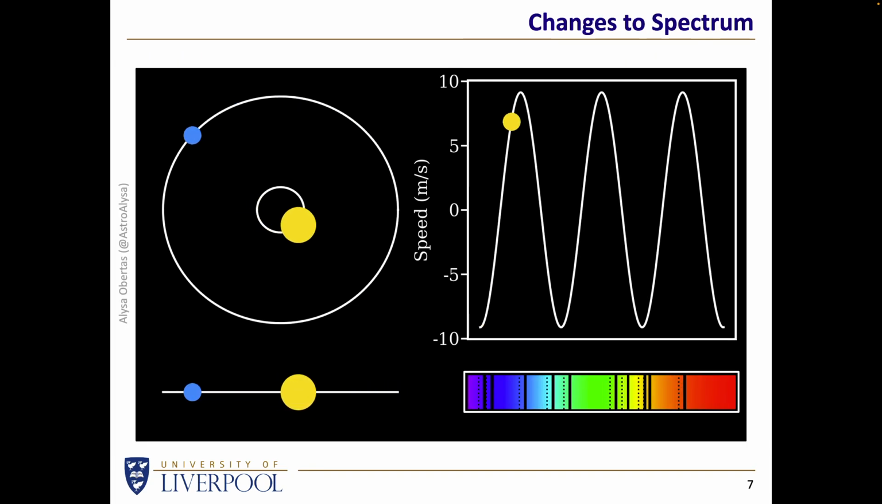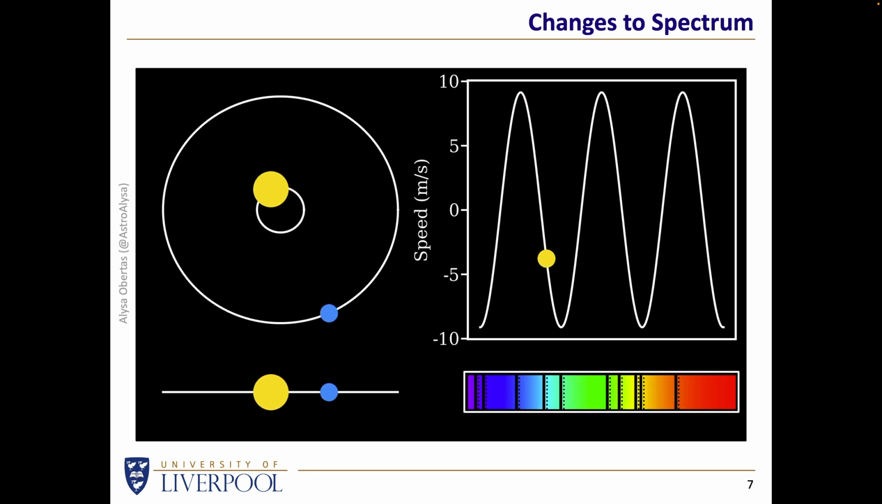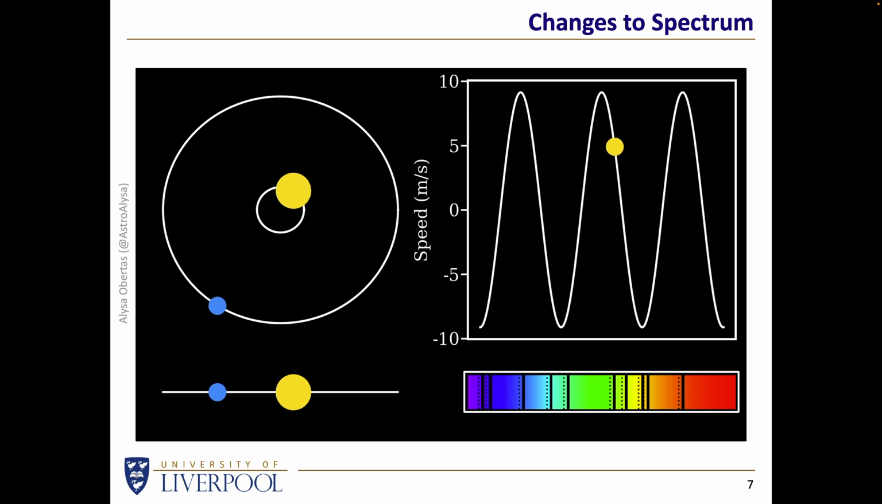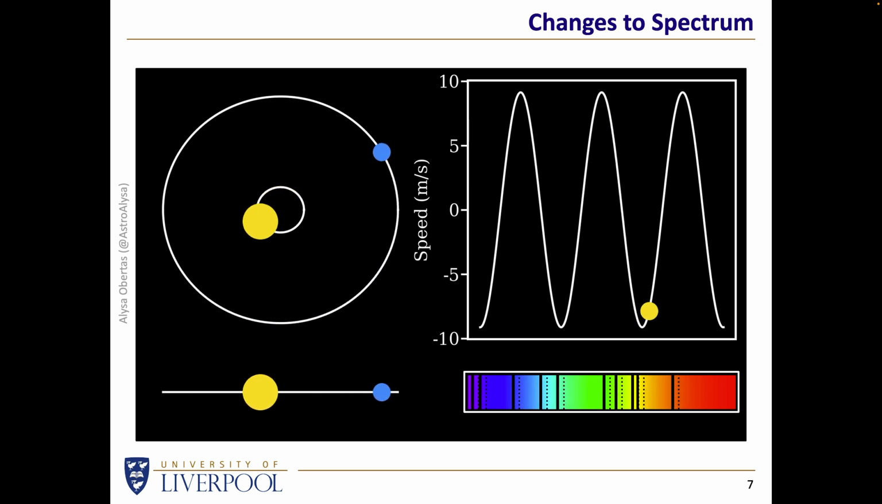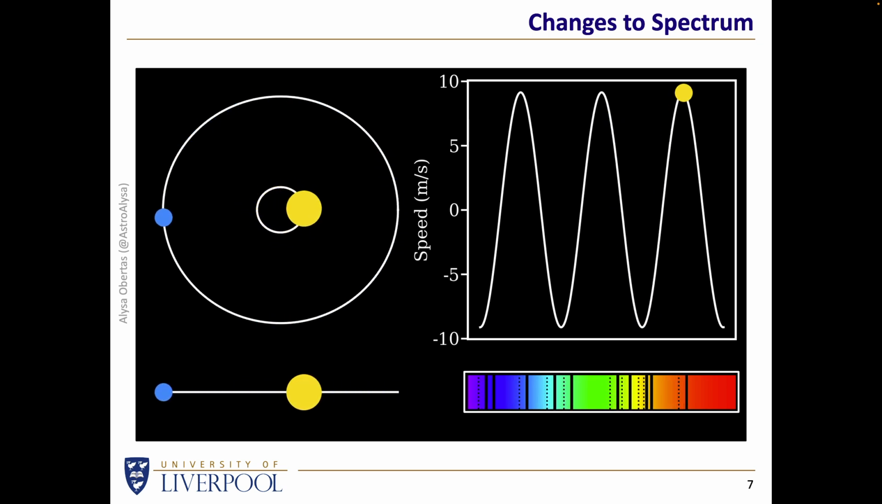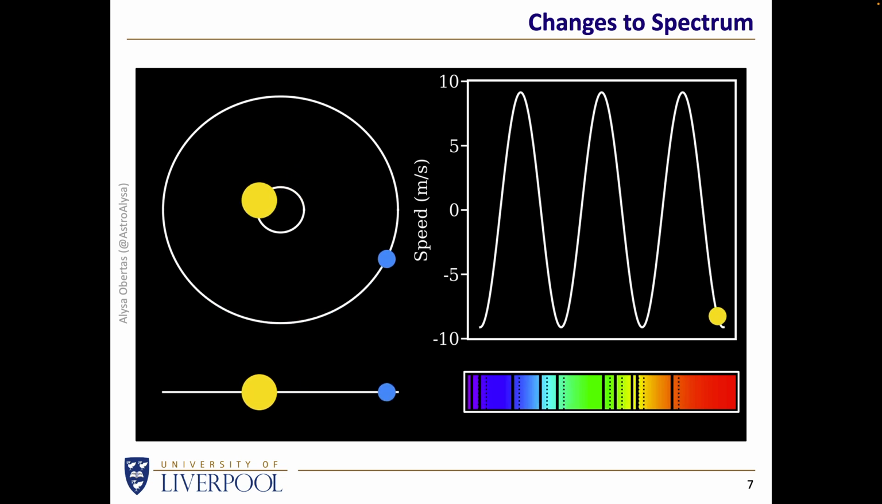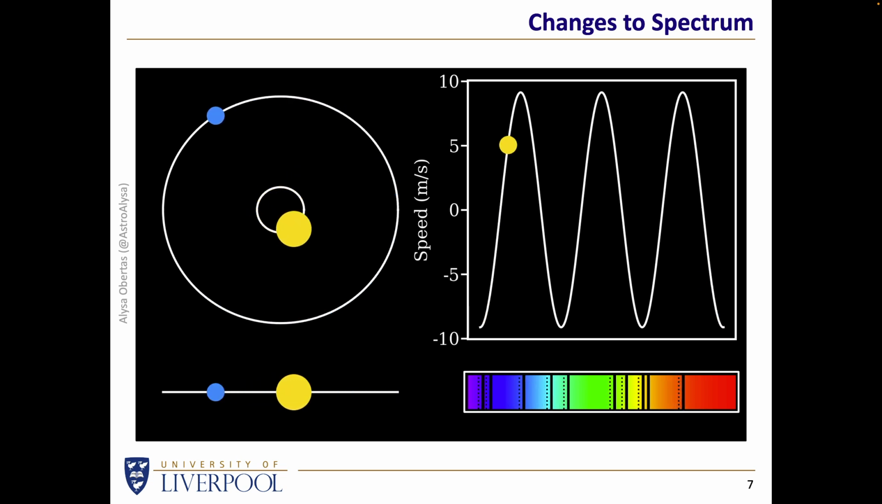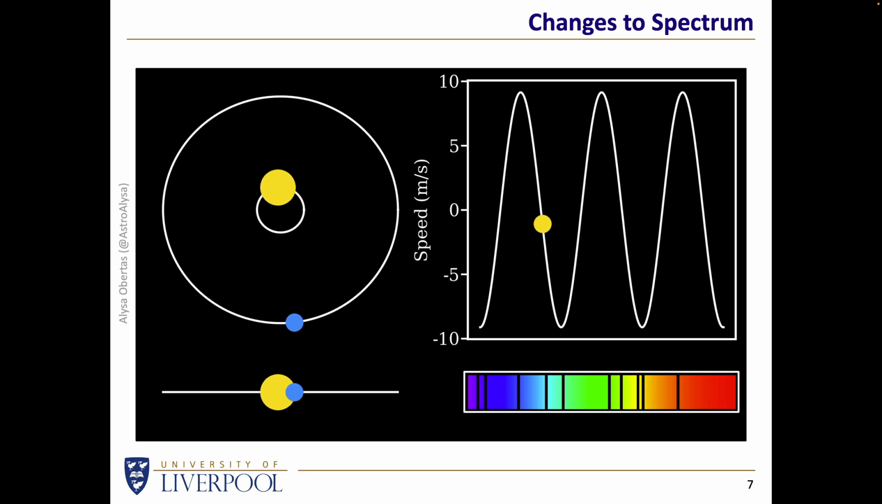This is a slightly better way of representing it. I know there's a lot going on here, but if we imagine the top view is a planet going around the star, and the star is moving around the common center of gravity. As seen from the side, the planet goes from side to side, and the star moves to the left and right and comes towards and away from us.